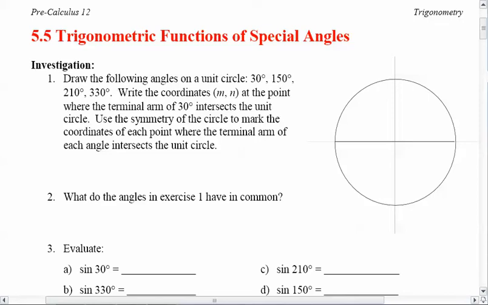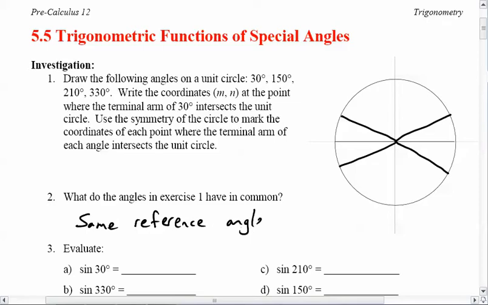Today we're looking at trig functions of special angles and drawing the angles of 30 degrees, 150, 210, and 330 on the unit circle. We can find some neat patterns. All of these angles have the same reference angle, which means that they're the same distance from the x-axis. Okay, so they all have a 30-degree angle away from the x-axis.